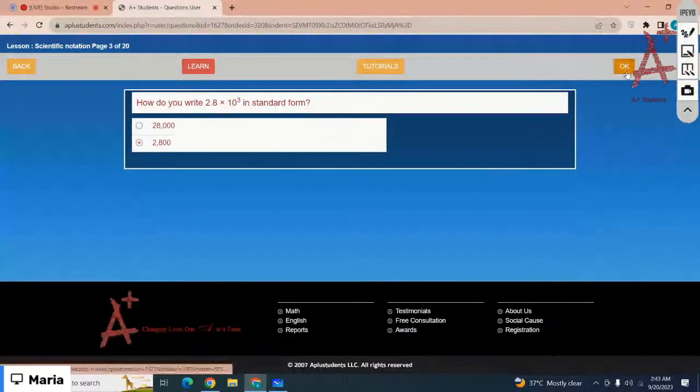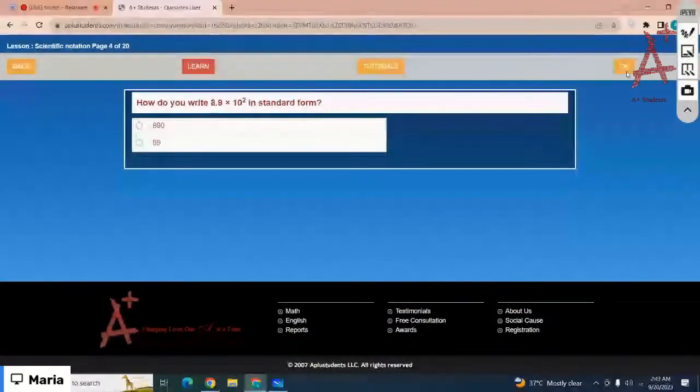How do you write 8.9 times 10 exponent 2 in standard form? You have to move the decimal point two places, right? So that would be 890, right?